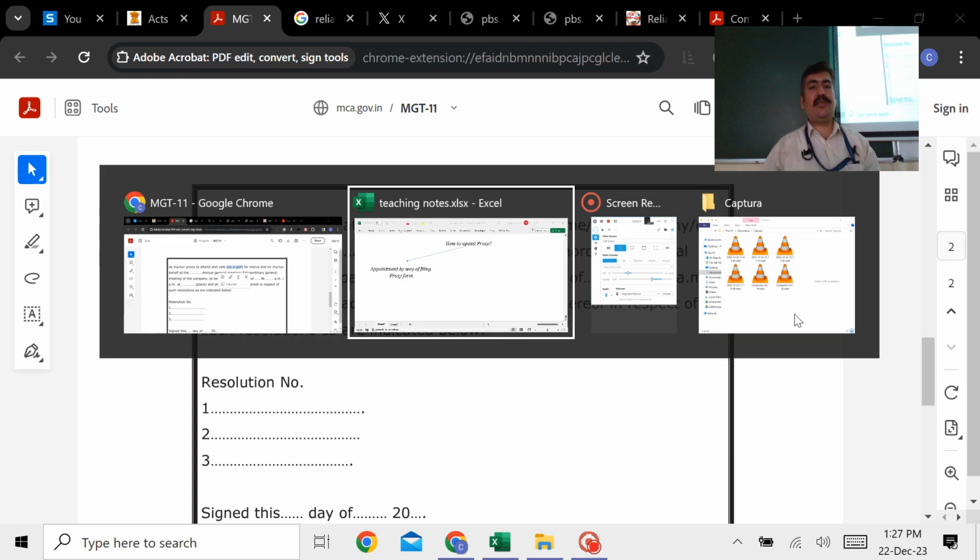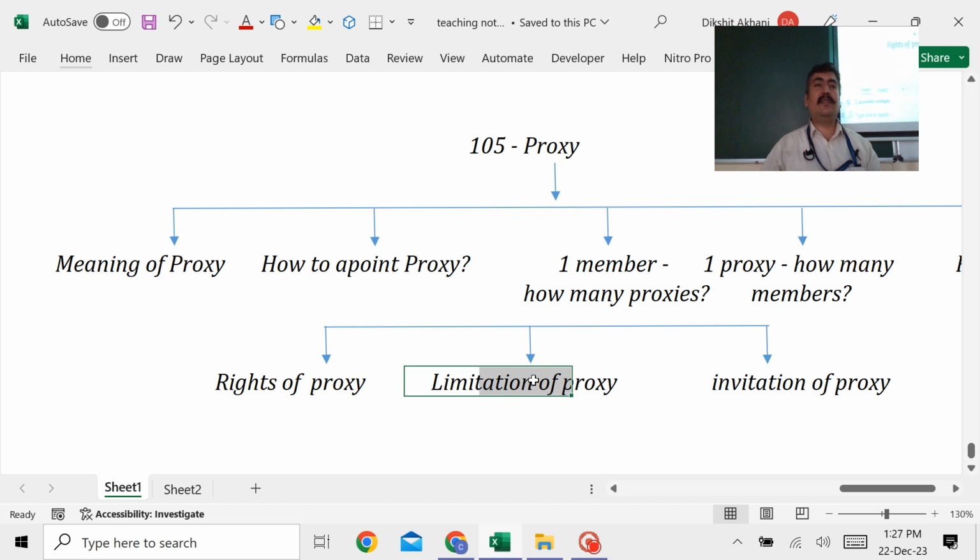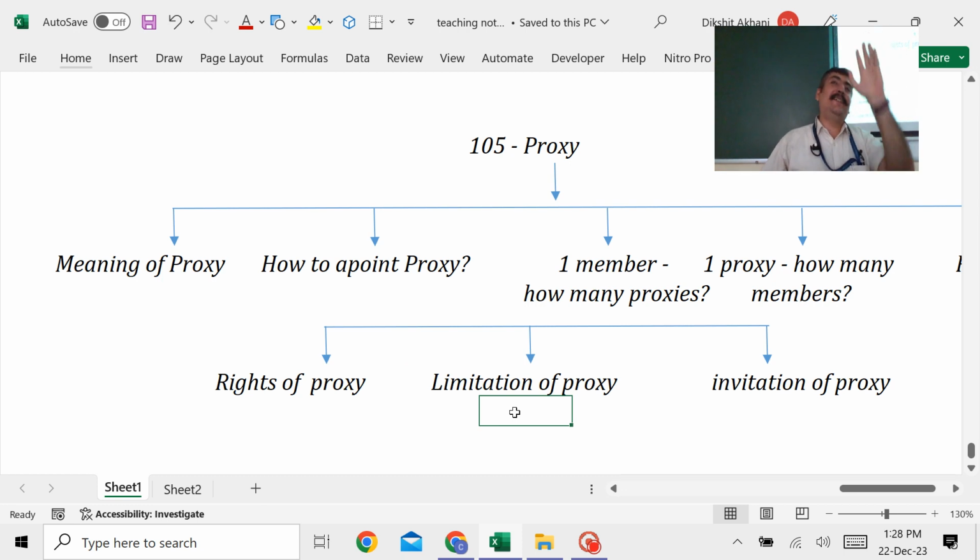देखो हमारे पास एक क्वेश्चन है और वो क्वेश्चन ये है, what are the limitations of the proxy? And one of the important limitations is he cannot vote in show of hands. He can not vote in show of hands. He is allowed to vote only in poll.